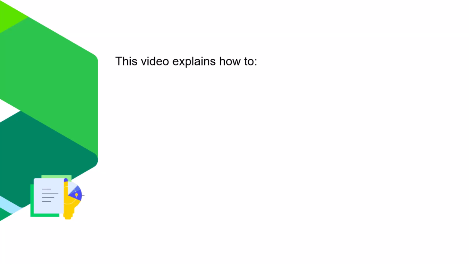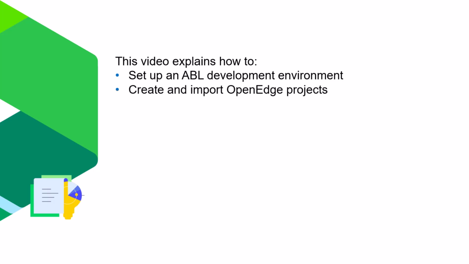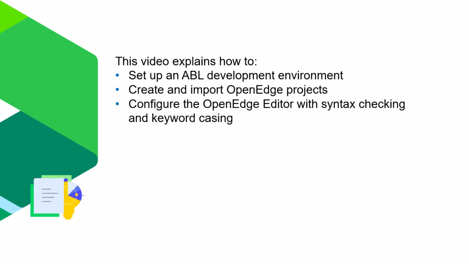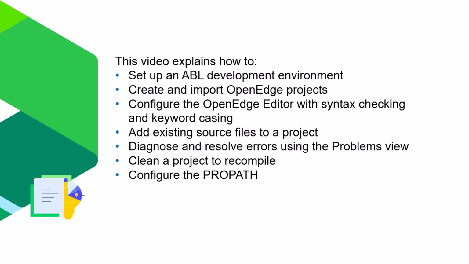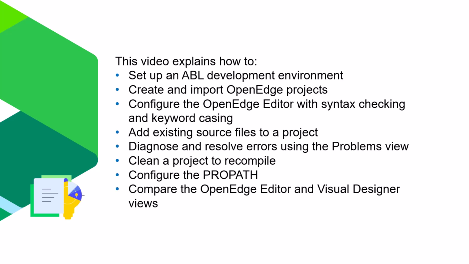This video explains how to set up an ABL development environment, create and import OpenEdge projects, configure the OpenEdge Editor with syntax checking and keyword casing, add existing source files to a project, diagnose and resolve errors using the problems view, clean a project to recompile, configure the PROPATH, compare the OpenEdge Editor and Visual Designer views, and more.